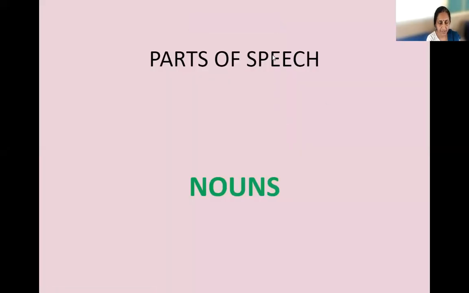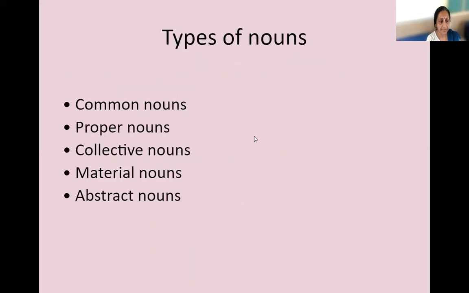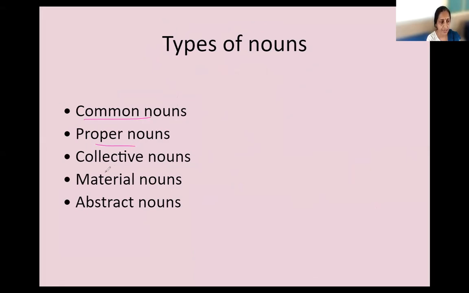So the part of speech that we are going to do today is nouns. Now, what is a noun? So we can define a noun as a word that names something. That can name a person, a place, a thing, or an idea. So we have different types of nouns which come under different headings like we have the common noun, proper nouns, collective nouns, material nouns, and abstract nouns. So these are the main 5 types of nouns we will be doing.